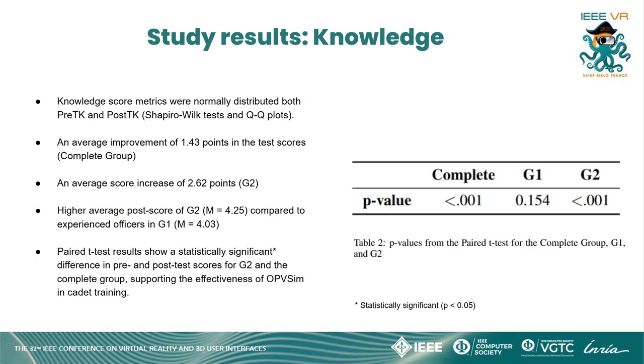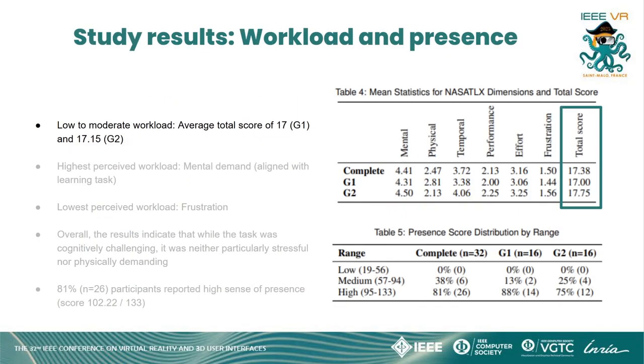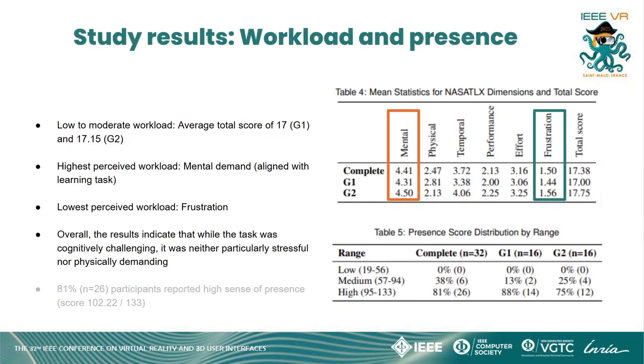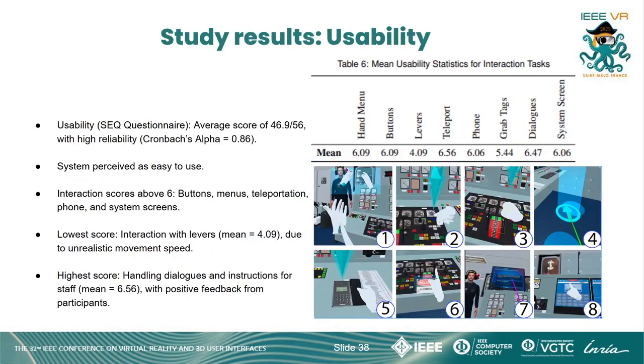The results of a t-test indicate that the difference between pre-test and post-test scores is statistically significant for both Group 2 and the complete group. This demonstrates the effectiveness of our simulator for guided procedural learning in cadet training. The perceived workload was low to moderate. Mental demand was the highest, reflecting the cognitive challenges of the learning task. Results showed high usability with a score of 46.9 and a strong reliability according to Cronbach's alpha.